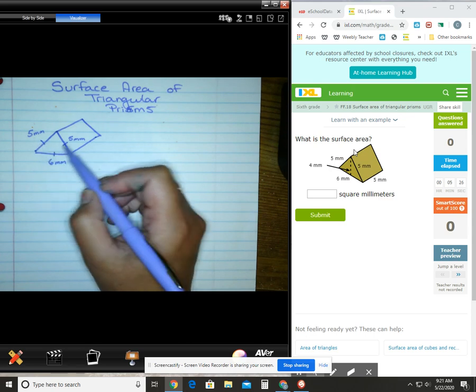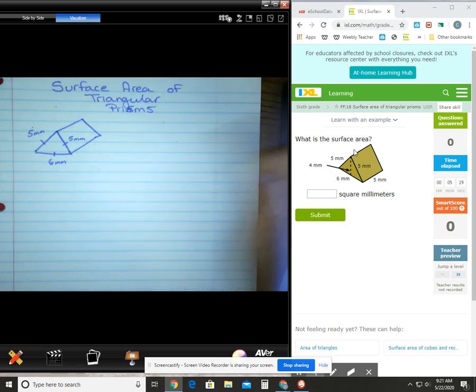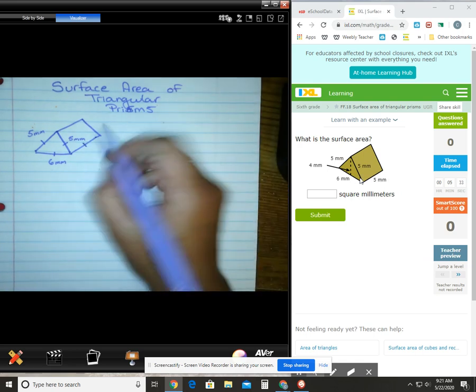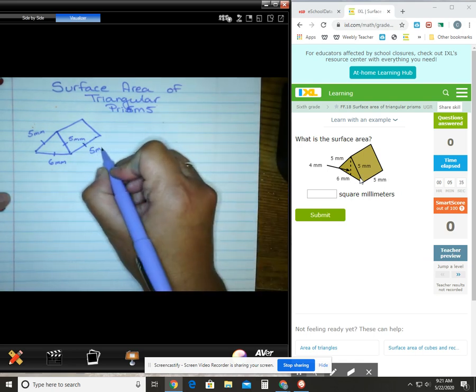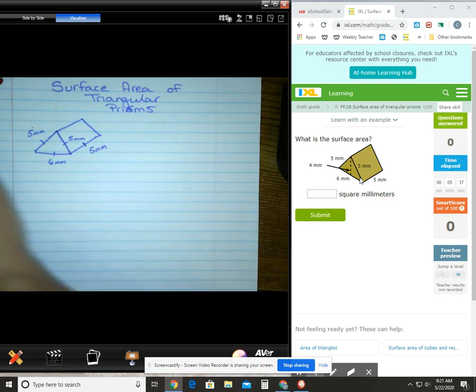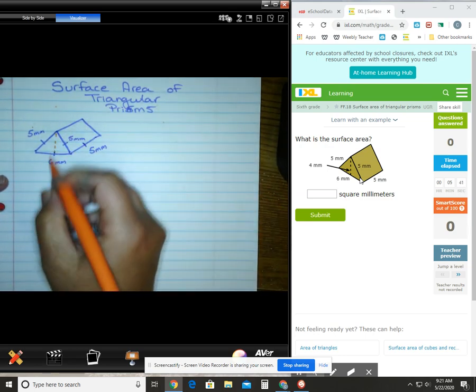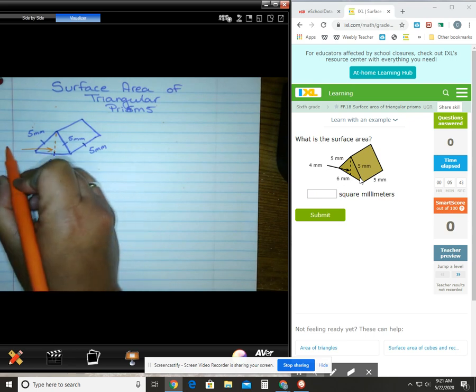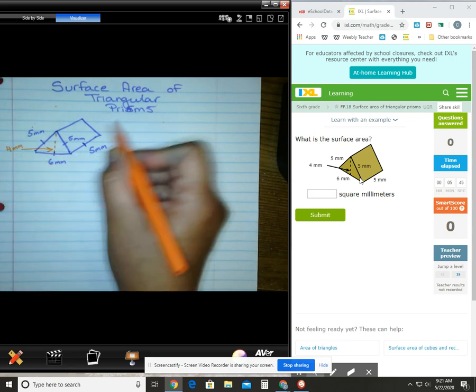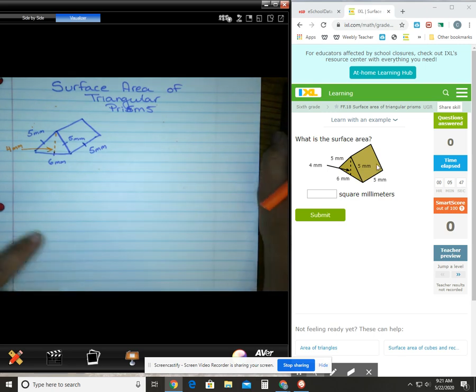So if this is 5, this is 5, this is 6, over on my picture, they're telling me that the other part of the rectangle here is 5 millimeters, and that the height of this triangle is 4 millimeters. Okay, so now I've just sketched out what they have here so I can better understand it.